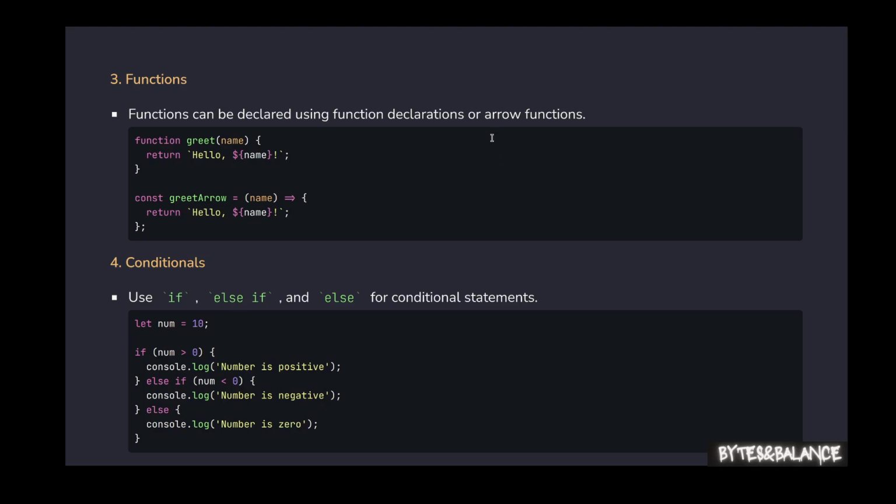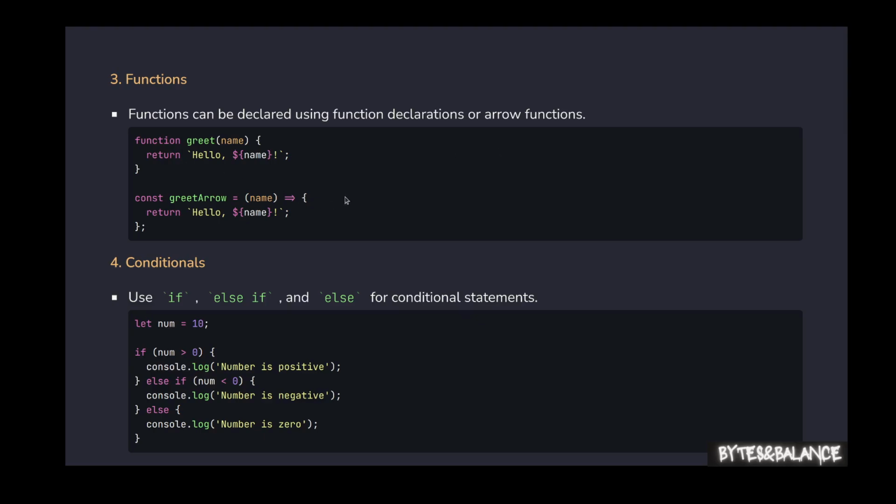Then we have conditionals. Conditional statements let you execute different code based on certain conditions. You can use if, else if, and else to handle different scenarios. For example, if num is greater than 0, console.log sends this log to the console, "number is positive". It checks if num is greater than 0 and prints a message if true. Else if num is less than 0, console.log sends this log to the console, handling the case when num is less than 0, and else covers a scenario where num is neither greater than nor less than 0.